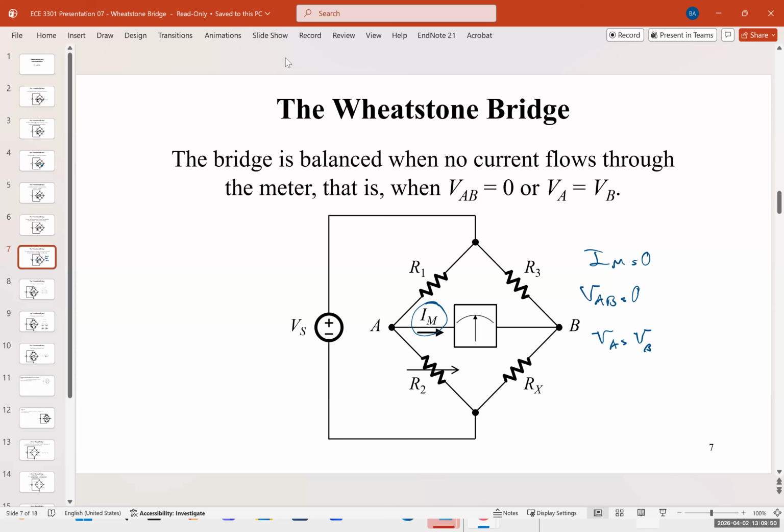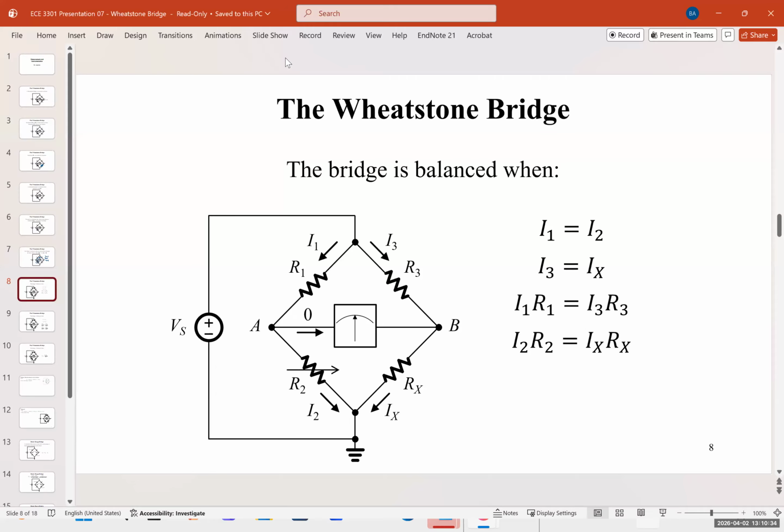So the goal is to find Rx. To do that, we have to make the current that is passing through the middle branch 0. How can we make that become 0? By adjusting the known variable resistor. This known variable resistor is a potentiometer, a pot, the same thing that you saw in the lab. You can adjust that, and you also know what the resistance is. So by slowly adjusting that, we can make the system balanced, or in other words, we can make the middle current 0.